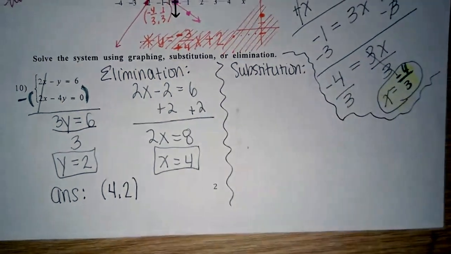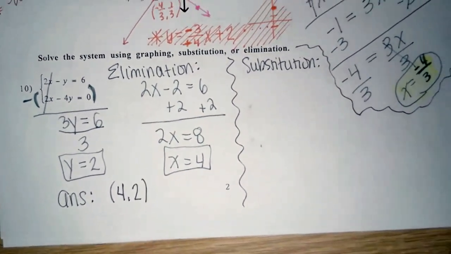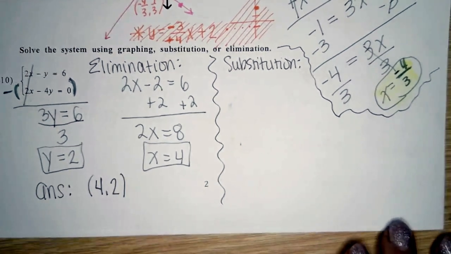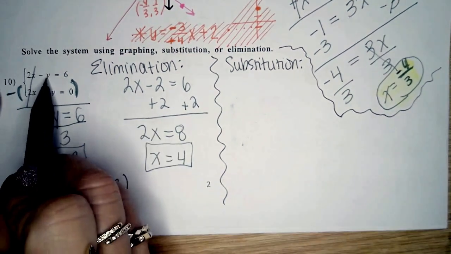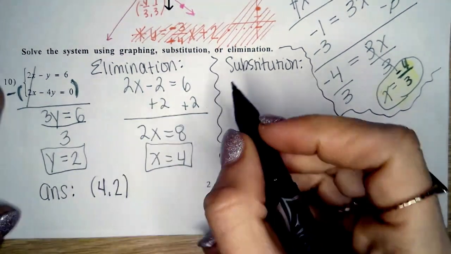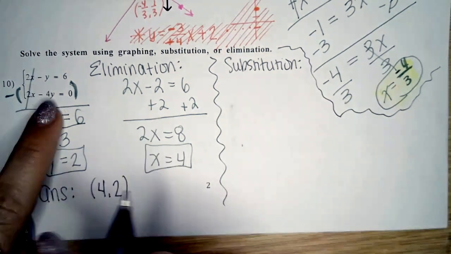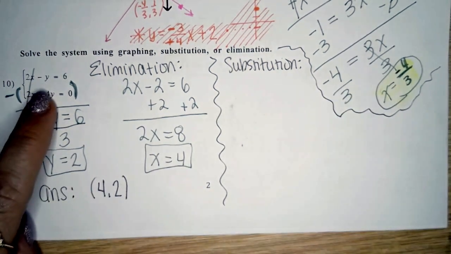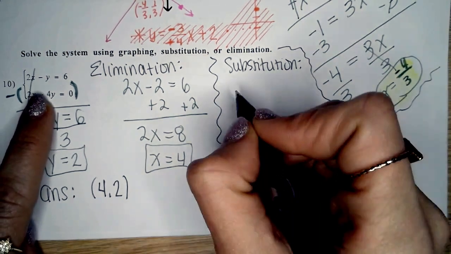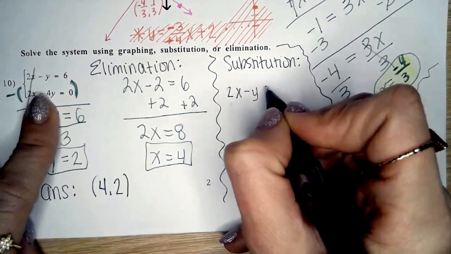Okay, so now we're going to solve this exact same example, number 10, with substitution instead, okay? In order to do substitution, you need to get one letter alone. So I'm going to use my first equation because I like that one because y has a negative 1 in front. It's better than it having like a 2, a 3, or some other number. So I'm going to rewrite 2x minus y is 6.